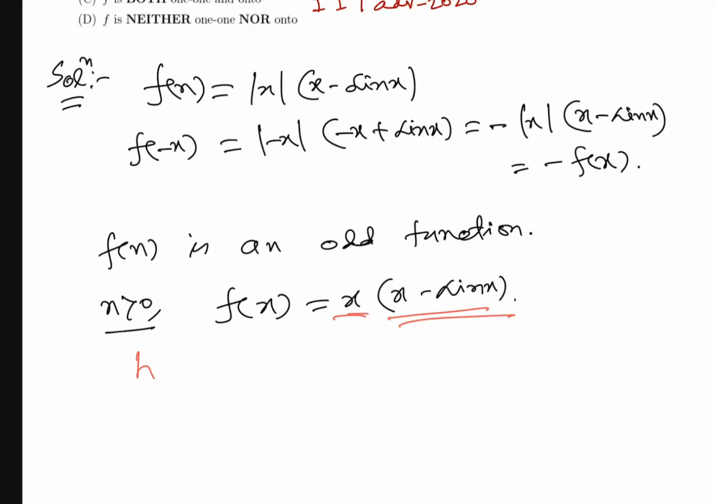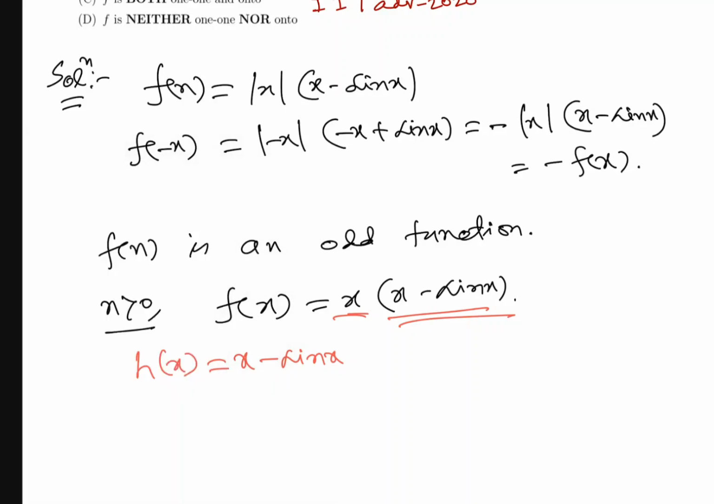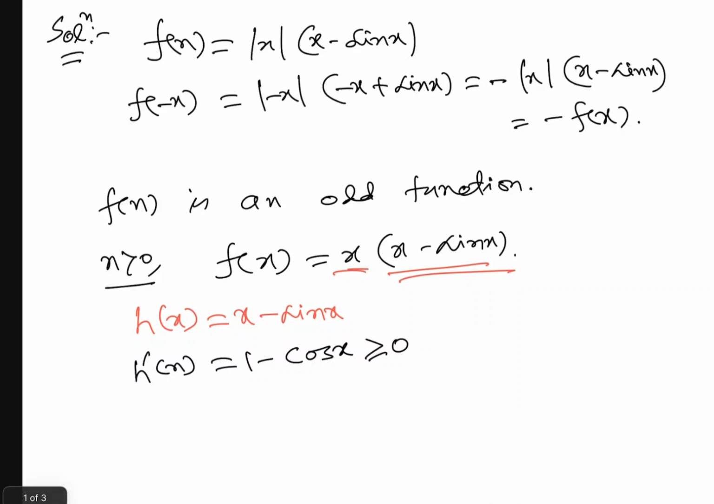So just consider h(x) = x - sin x, and we will see the nature of this second part. Now if we take h'(x), then this will become 1 - cos x, which is always greater than or equal to 0, and cos x will be 1 at exactly some finite points in an interval, otherwise it will be always positive. So h(x) is an increasing function.